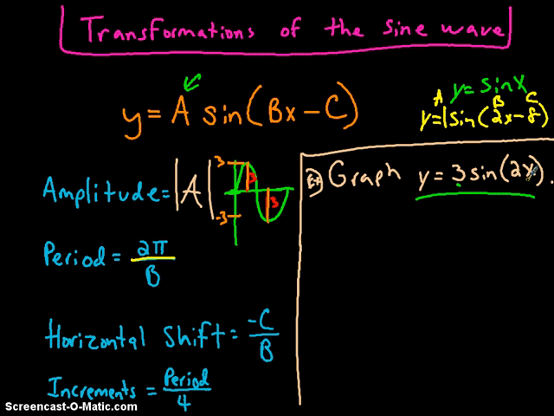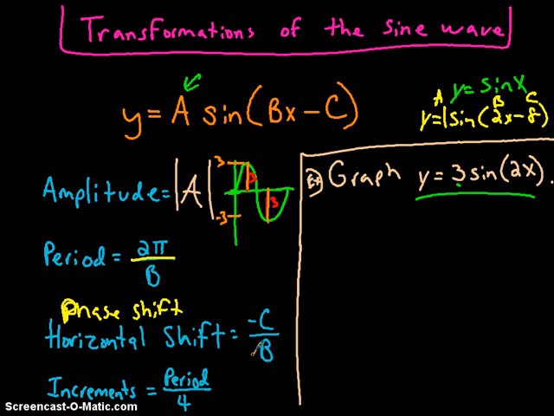The c value, you use to find our phase shift, our horizontal shift. Sometimes they write it as phase shift. It's the exact same thing as horizontal shift. Depends on what book you're looking at. So it's the exact same thing. But anyway, the horizontal shift is -c over b.